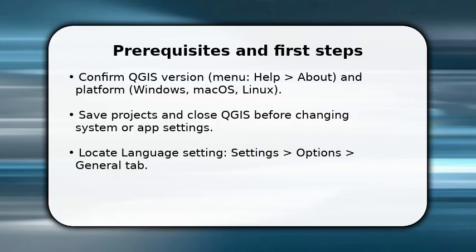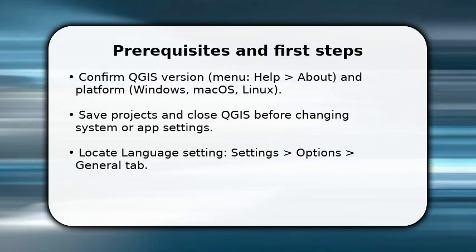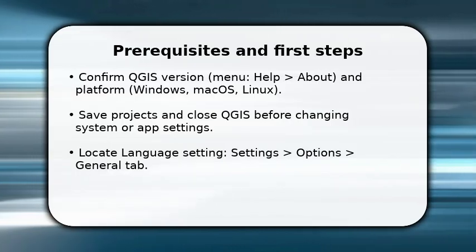You need QGIS installed and closed, and you should know your QGIS version and operating system. Once ready, open QGIS and go straight to Settings, then Options. Make sure you're on the General tab. You're changing the application language, not your OS yet.